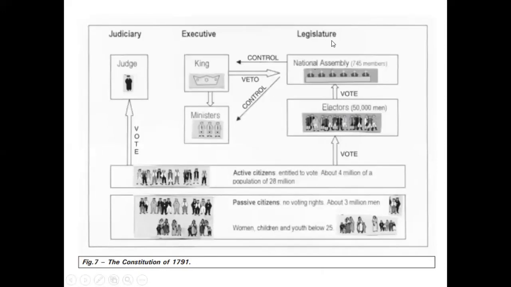See, this picture I have also taken from your textbook. The Constitution of 1791. Here it shows how the people are voting for the judiciary, then the executive, king and ministers, then the legislators, the National Assembly, electors, and here are the active citizens. The passive citizens don't have any voting rights, and women and children and youth below 25 years. All these things were under the National Assembly, and the question was how to change this active and passive distinction and make all the citizens equal. That was the thing.